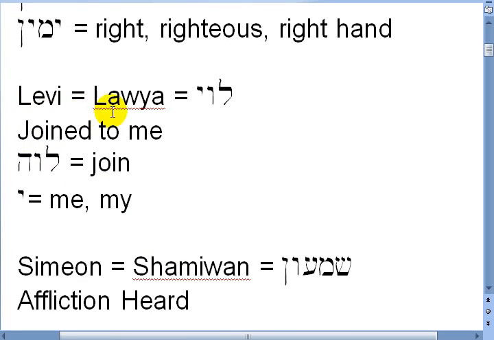All right, Levi, Lawya, join to me. Lawa is the way you say join. And then the Ya at the end of a word is me or my. So when you join the Lawa and the Ya together, it's Lawya. So that's Levi, join to me.